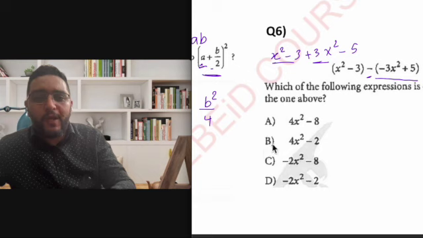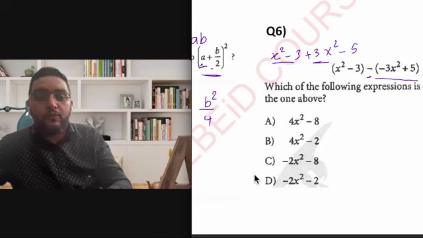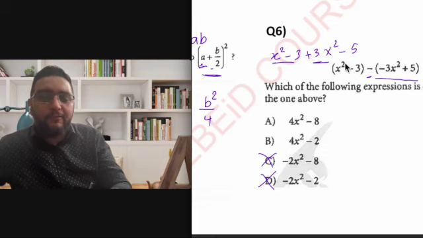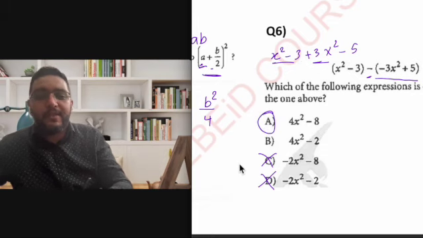Then add the like terms. x squared plus 3x squared gives you 4x squared, which means we cancel C and D. And negative 3 minus 5 equals negative 8, so the answer is.